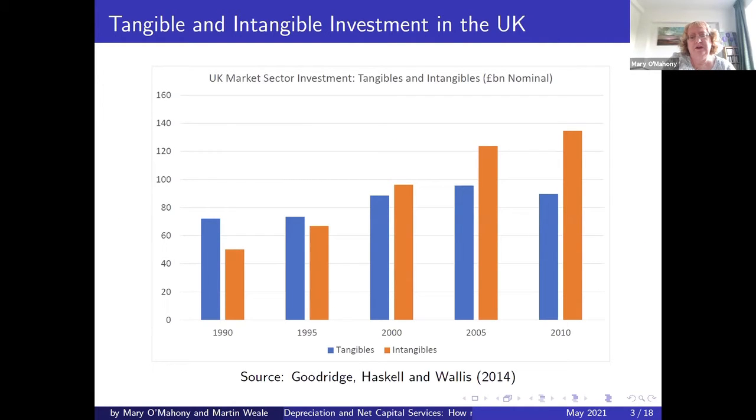We just picked out a few slides from the previous literature. If you look at it, for example, in the UK, and compare tangible and intangible investments, you'll see that intangibles have grown quite considerably more than tangibles in the period from the early 1990s to, in this case, 2010, and that has continued on to the current period. This is from Goodridge, Haskel, and Wallis.